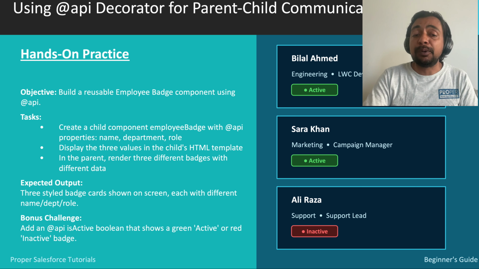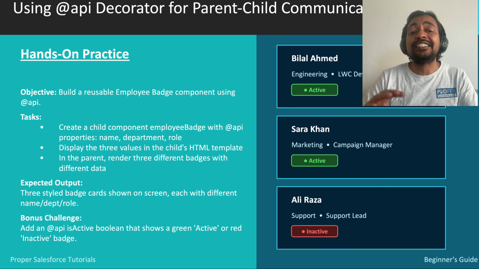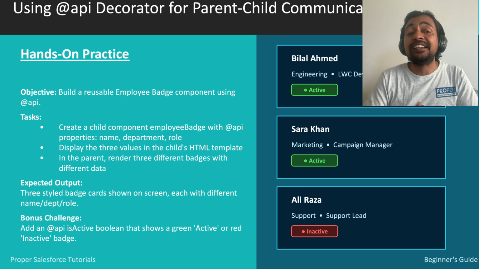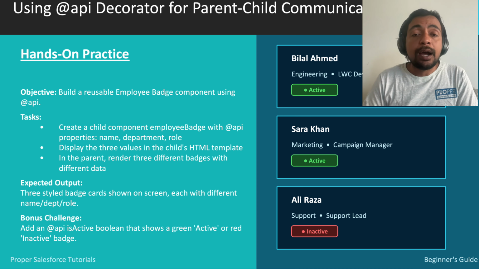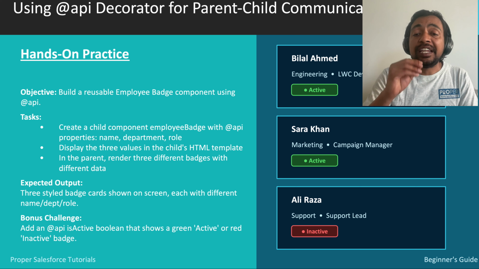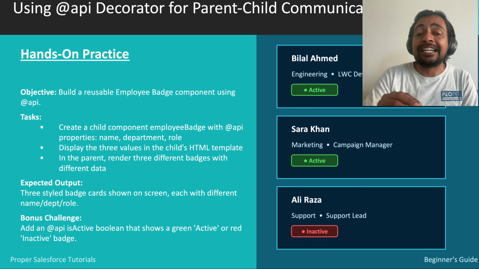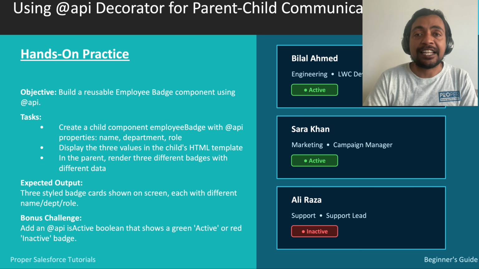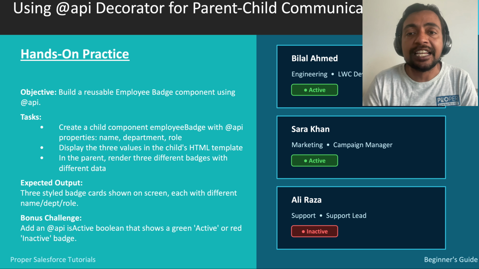Now, the expected output will be something like this, where there will be three styled badge cards, as shown on the screen, each with a different name, department, and role. But there is a bonus challenge. We also need an isActive Boolean, so we will use a badge there, with active shown as green badges and inactive shown as red badges. So this is something that we have to create now.